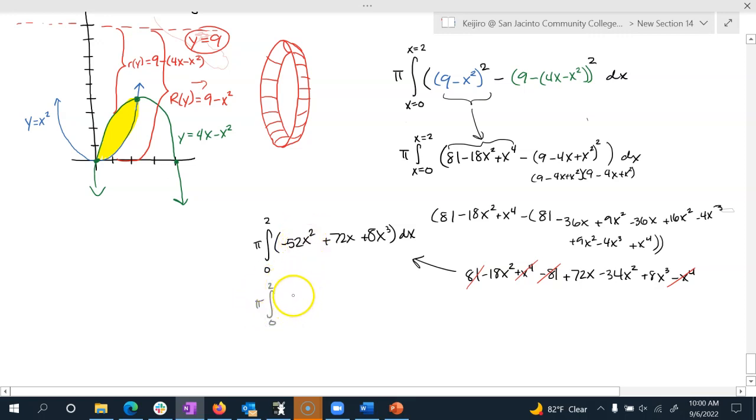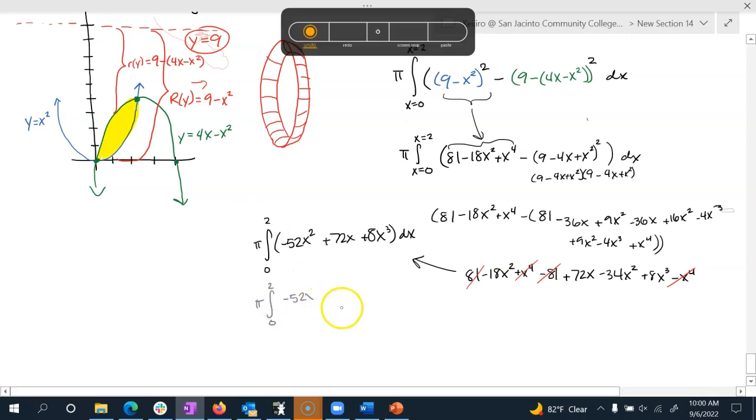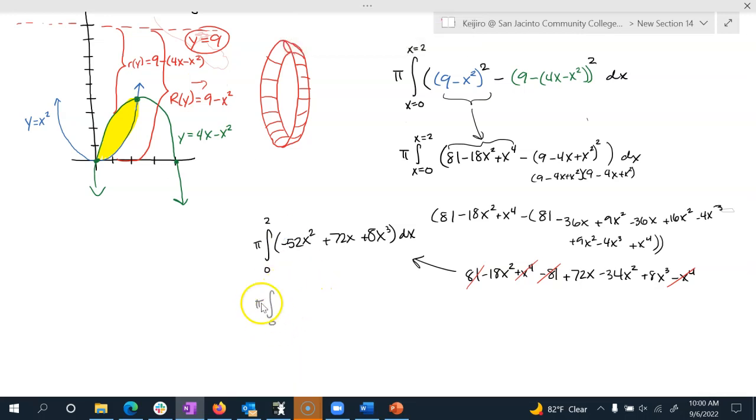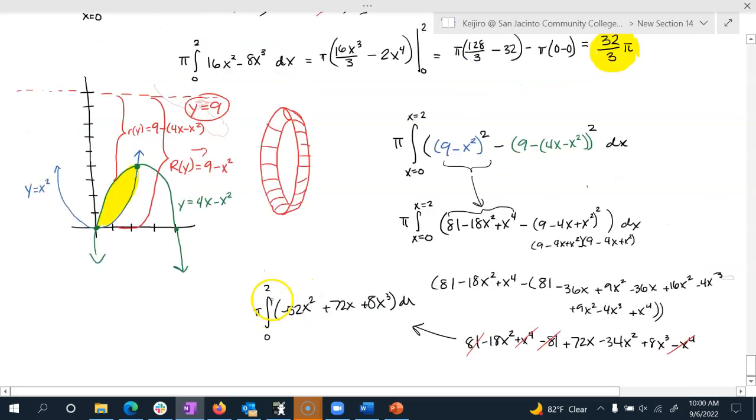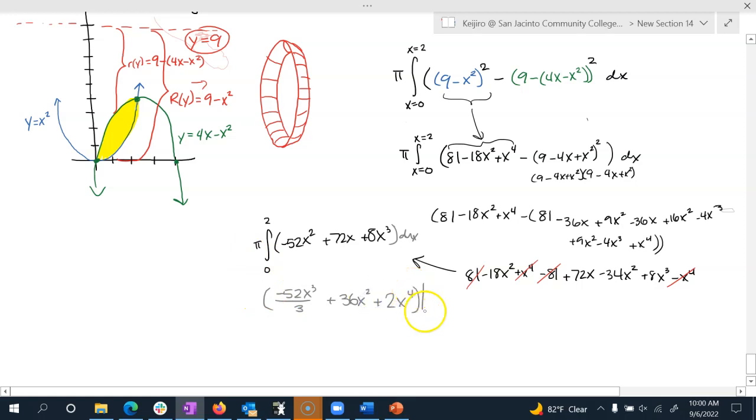So negative 52 cubed over 3, it's 52. 52 is not divisible by 3. Okay. So negative 52x cubed over 3 plus 72x squared over 2, so 36x squared. And 8x to the fourth over 4, so 2x to the fourth. Okay, that gets evaluated. There's a pi in front, but that gets evaluated from 0 to 2.